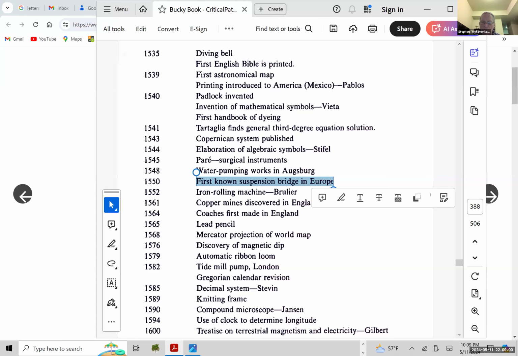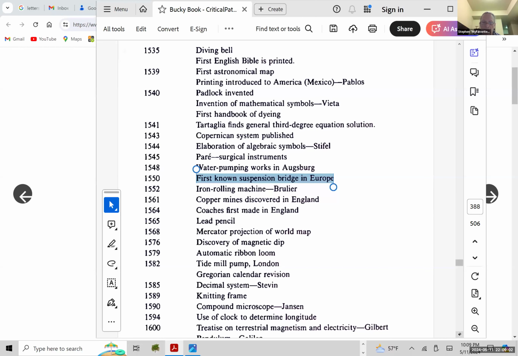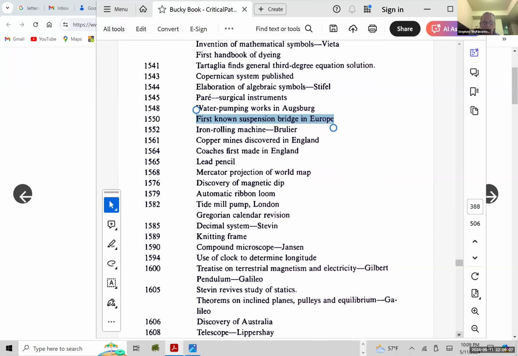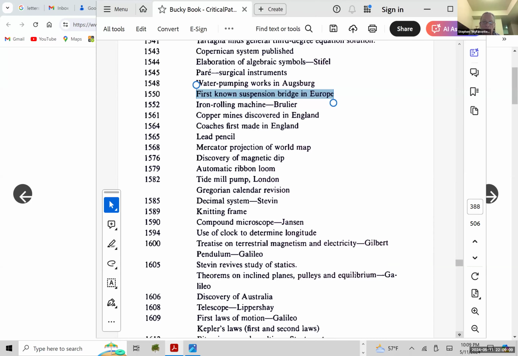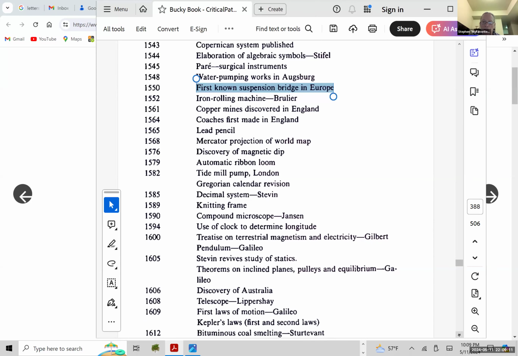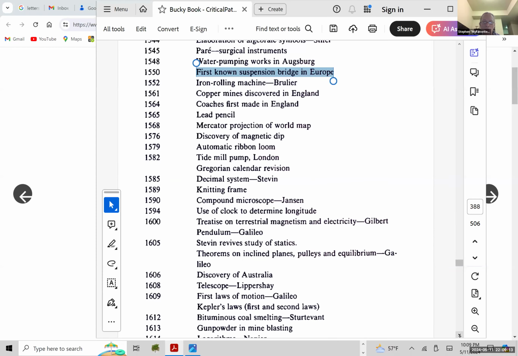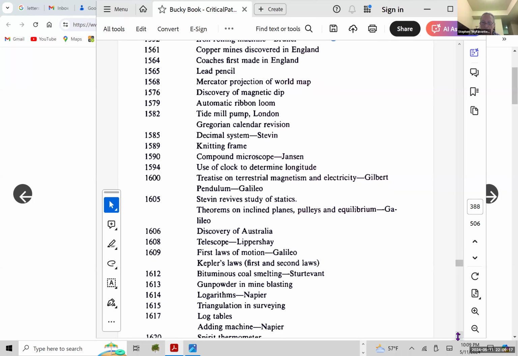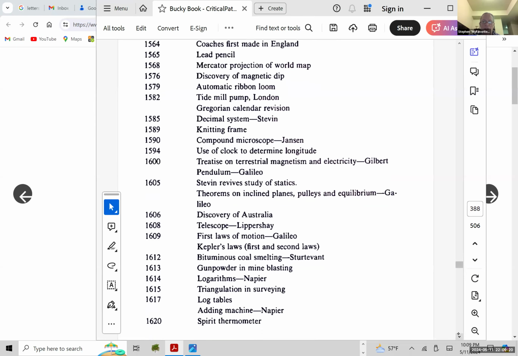automatic ribbon loom in 1579, Gregorian calendar revision. Anything catching your eye here? Use of a clock to determine longitude in 1594. 1608. I'm just hitting some things here. Maybe you see some things.